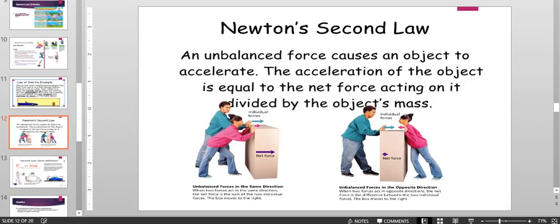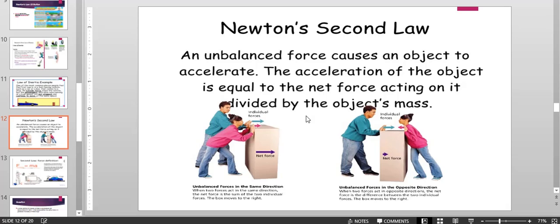Now students, let's discuss Newton's second law of motion, which states that when a net force acts on a body, it produces acceleration in the body in the direction of that force. The magnitude of this acceleration is directly proportional to the net force acting on the body and inversely proportional to its mass. Or we can also say that an unbalanced force causes an object to accelerate. The acceleration of the object is equal to the net force acting on it divided by the object's mass.